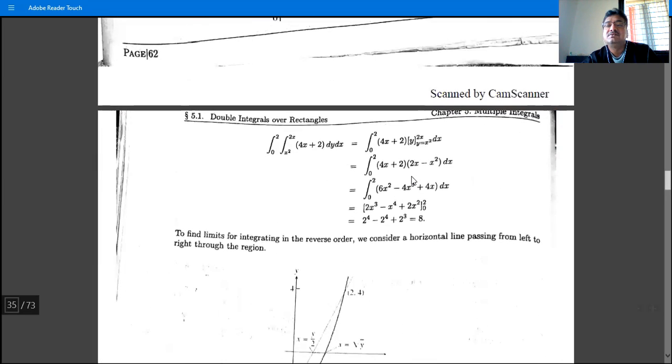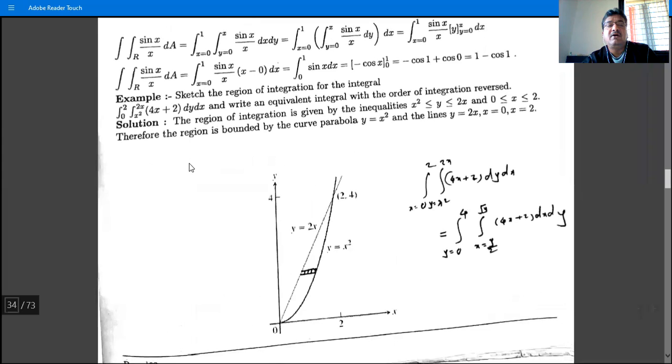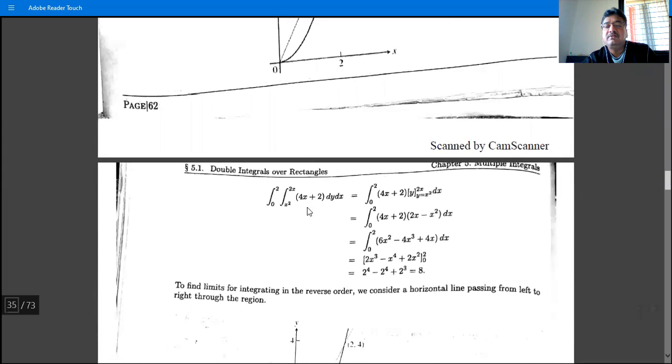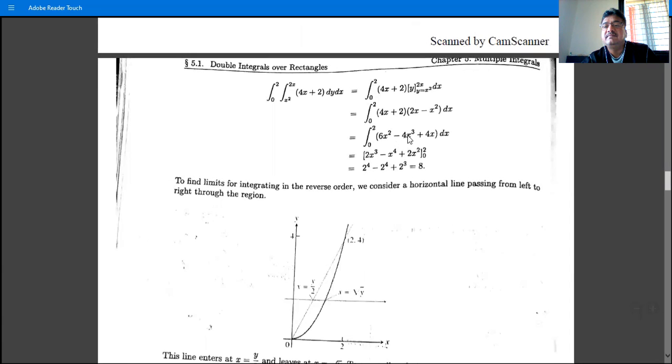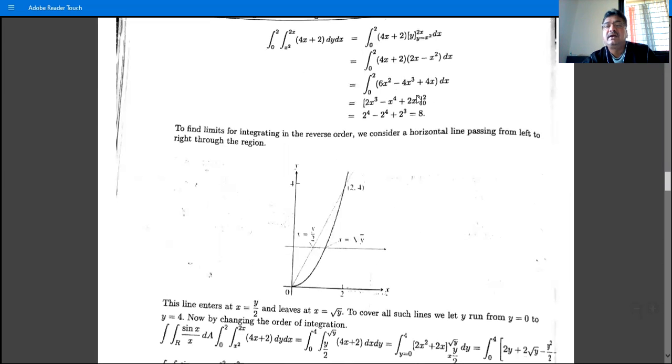By keeping the order as it is, we have the integration with respect to y of 4x plus 2. 4x plus 2 is constant, so its integration is 4x plus 2 into y, upper limit lower limit, and then the simplification of this bracket. Then its integration is x cubed by 3, x raised to 4 by 4, x squared by 2, and with this upper limit, the answer is 8.